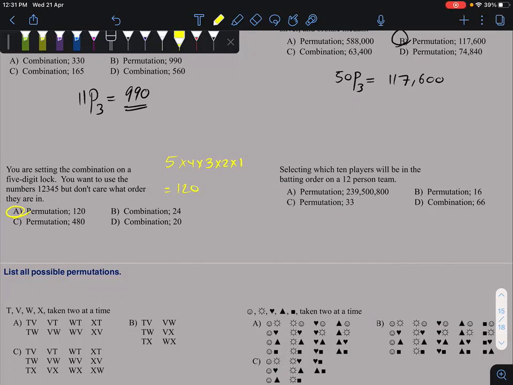Permutation. Selecting which 10 players will be in the batting order on a team of 12. So here it's any 10 of 12 persons. So it's 12 C 10, and you can write here combination. What's the answer? It's D. 66.